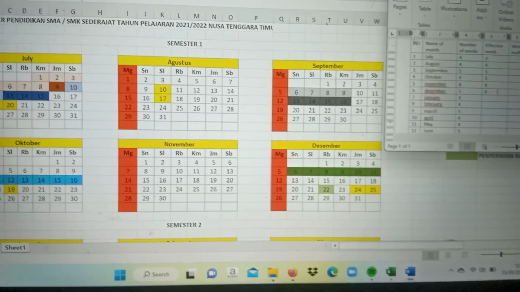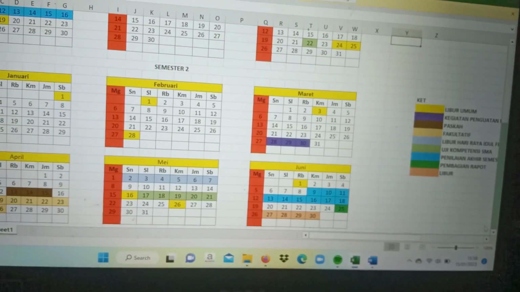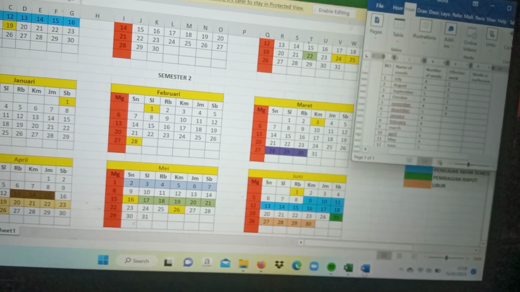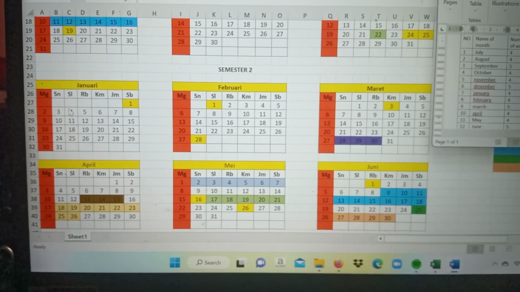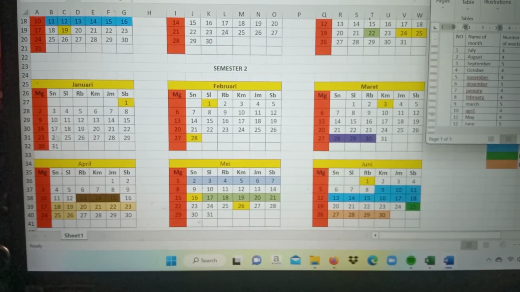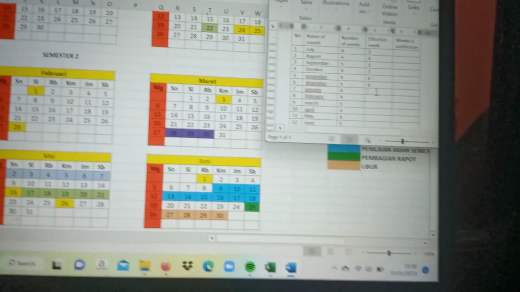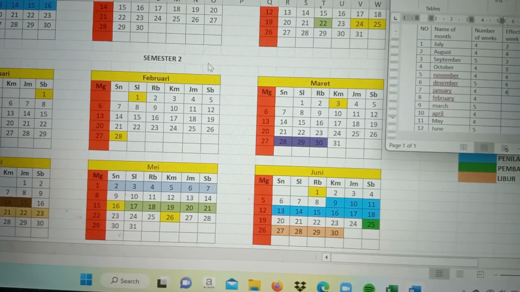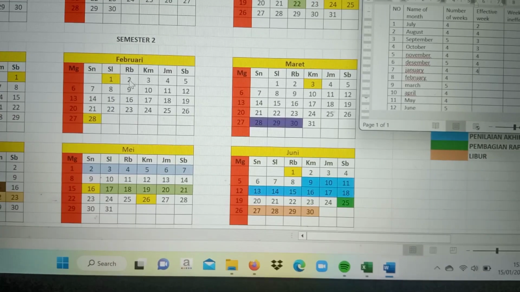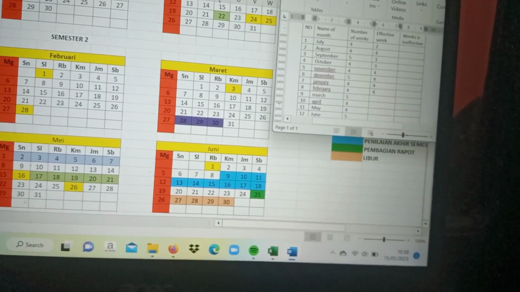Next, we come to semester 2. In January, the effective weeks is 1, 2, 3, 4. We can write here 4 effective weeks, and February has 1, 2, 3, 4, also 4. You can write here 4 effective weeks.